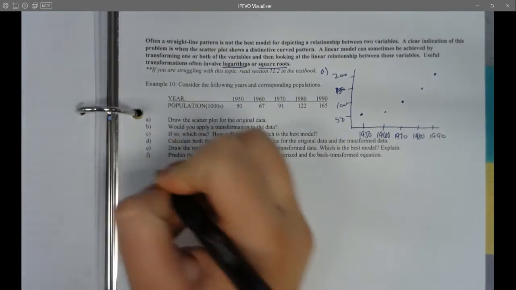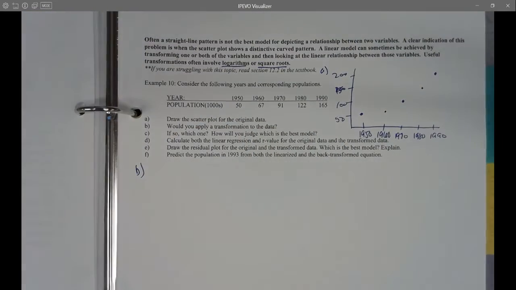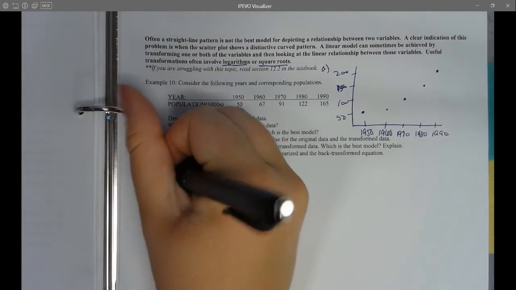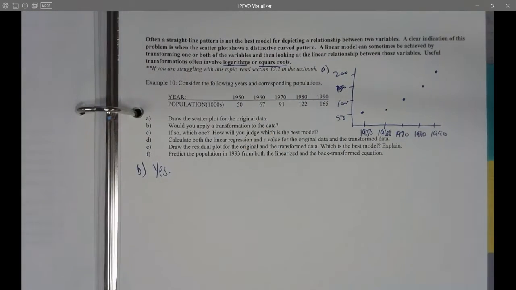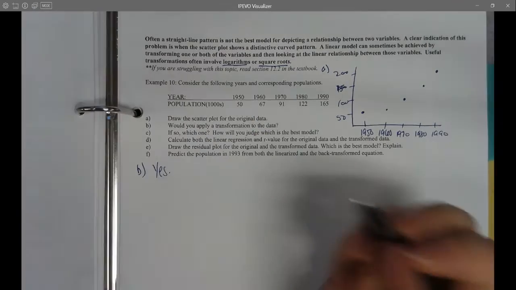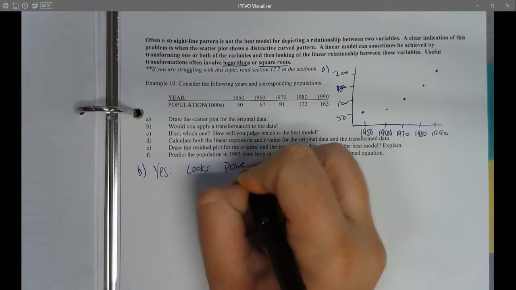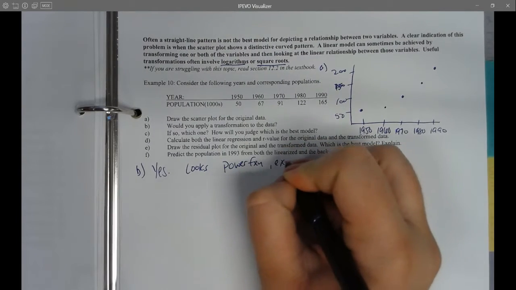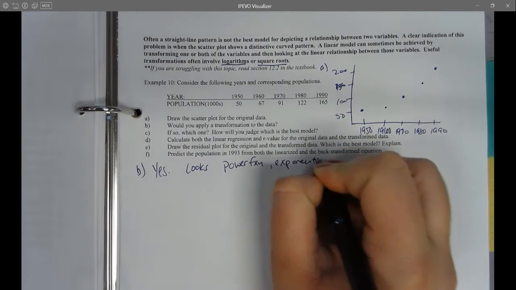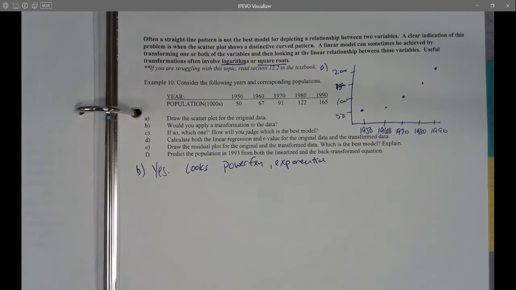I've drawn my scatter plot. Part B asks us, would you apply a transformation? And if you would apply a transformation, the data needs to not be linear. So yes, we will want to apply a transformation to this data because the data is not linear. And the data looks approximately like a power function or maybe an exponential of some sort. Or it could be like 2 to the whatever it is. But it does not look very linear to me. It's growing exponentially in some way.